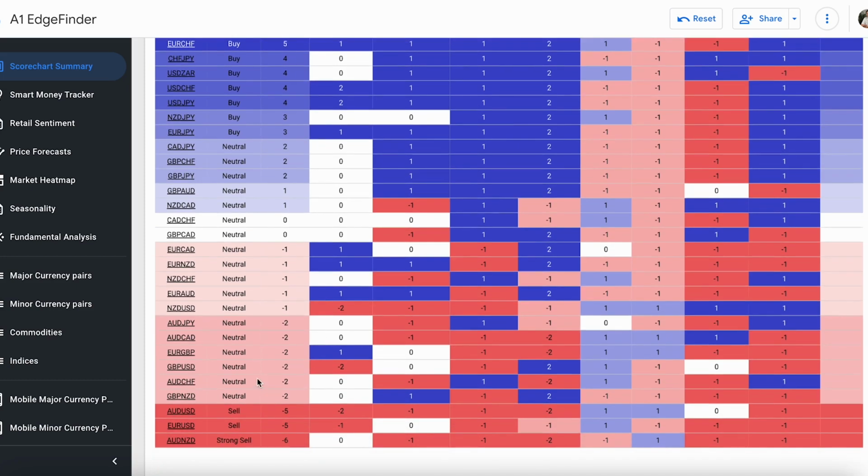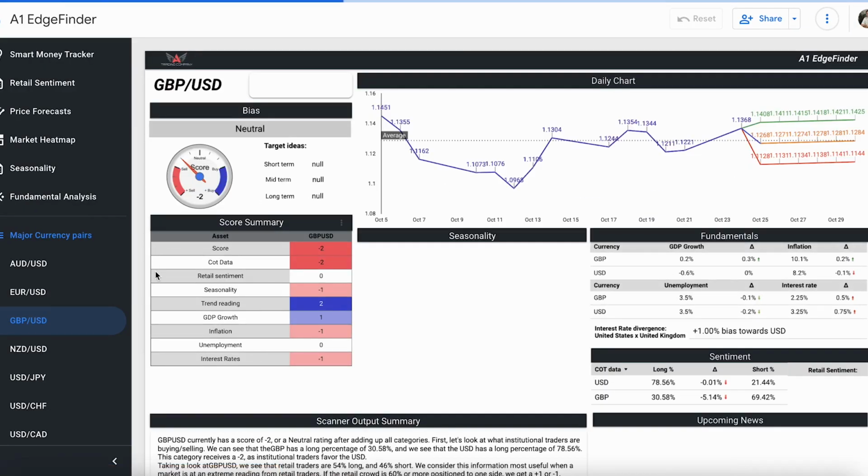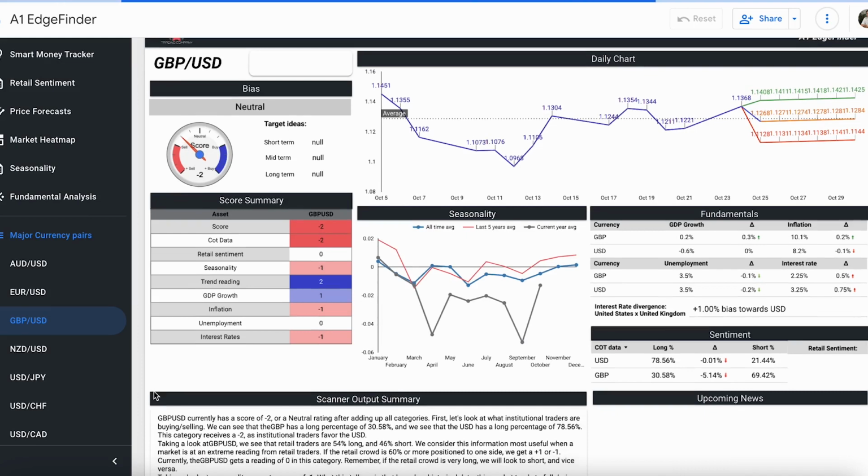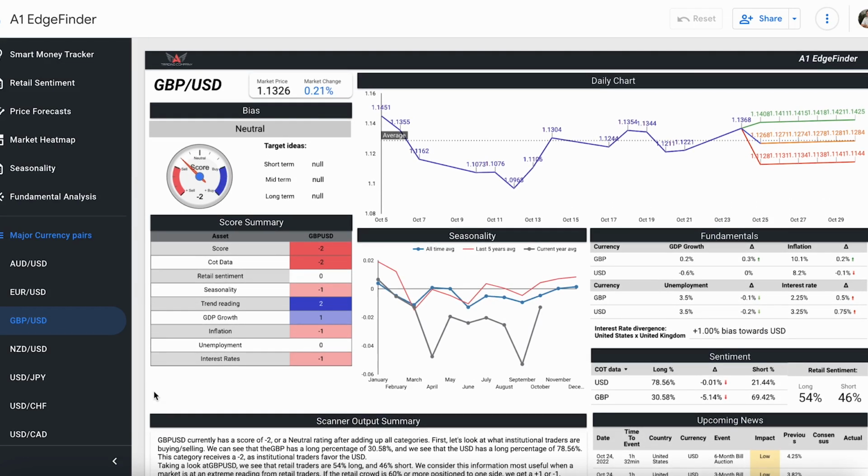So let's go ahead and start off looking at GBP USD. Go ahead and get the pound and US dollar information in for the week. So with the start of the week, because today is Monday, we should have some new COT data as that gets updated weekly, institutional trader data. So here we are in the breakdown page, neutral score again, score of -2.